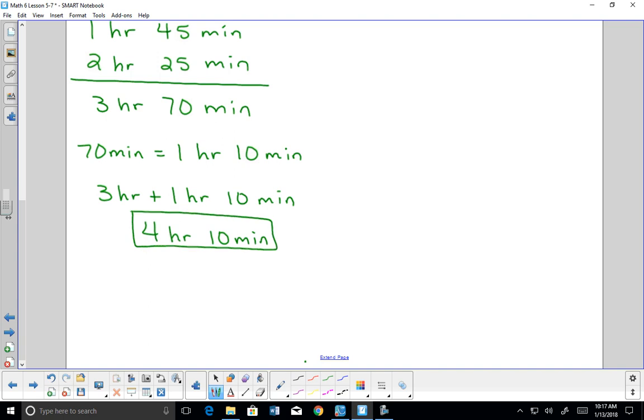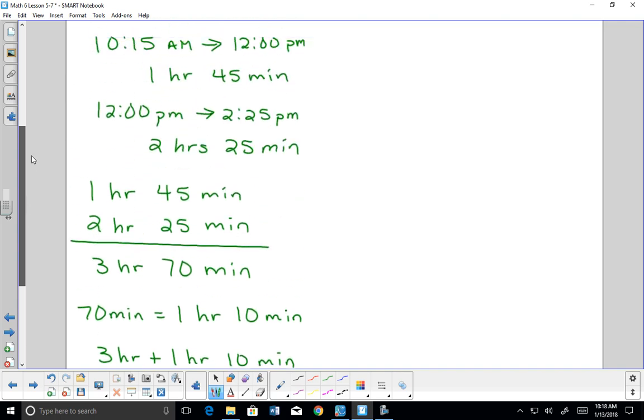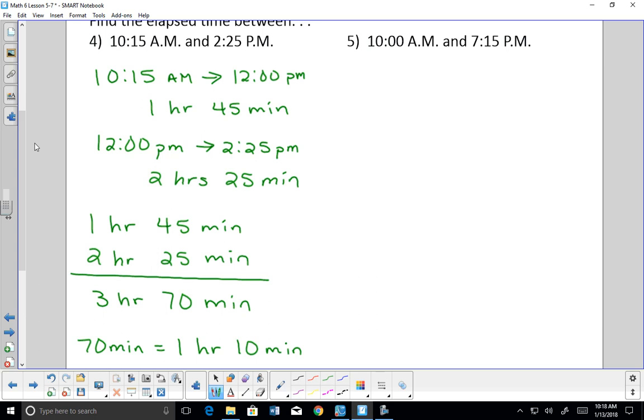Some of you are really, really good at figuring out elapsed time in your head, but you do need to show me work if you're working for me so that I can understand what you're thinking and what your thought process is. Let's find the elapsed time between 10 a.m. and 7:15 p.m. All right, 10 a.m. to 12 p.m. is 2 hours. 12 p.m. to 7:15 p.m. is 7 hours and 15 minutes.